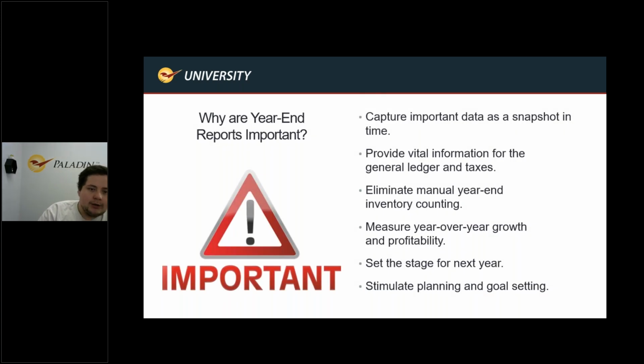So, why are year-end reports important? Realistically, we want to capture as much important data in a snapshot as possible, mostly related within this year of time. It's mostly tax related, mostly GL related. It's mostly just to make sure all of your numbers are set, to prove that what you had done for the sales and all that was good for that year. We provide vital information for your GL and taxes, and eliminate manual year-end inventory counting, which we'll get into a little more later on.